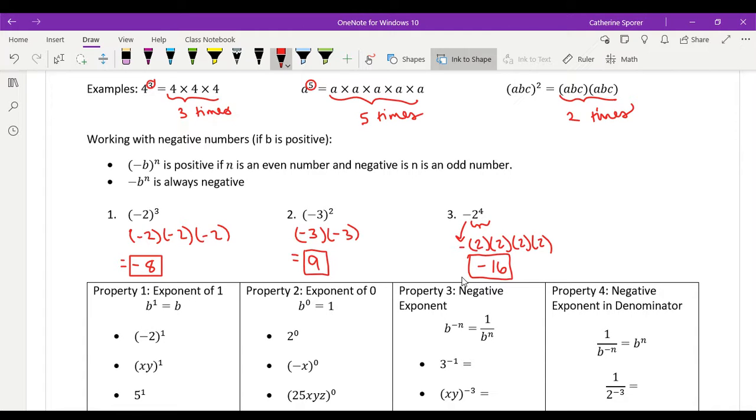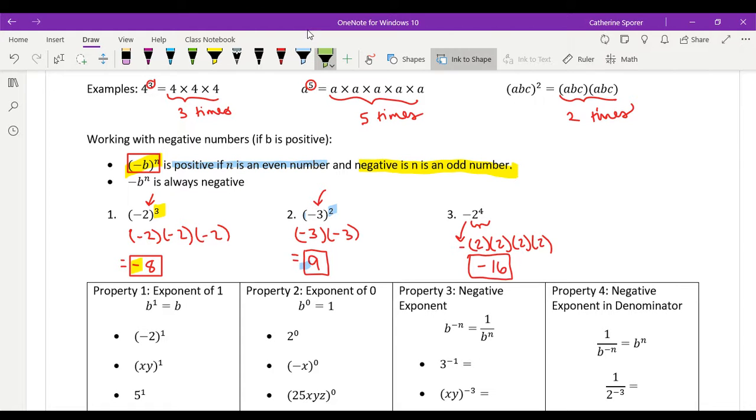So the rule here is that if the number is in parentheses raised to a power, like in example 1 and example 2, then we look at the power to determine if we have an even or an odd power. That determines if the answer is positive or negative. So if we have it looking like this and the power is odd, we get a negative result. If the power is an even number and it looks like this, then we get a positive result.